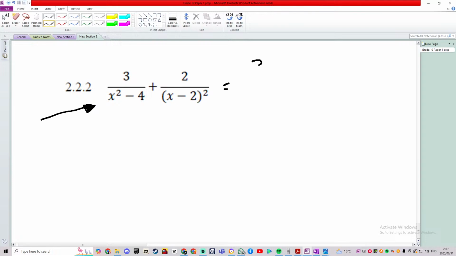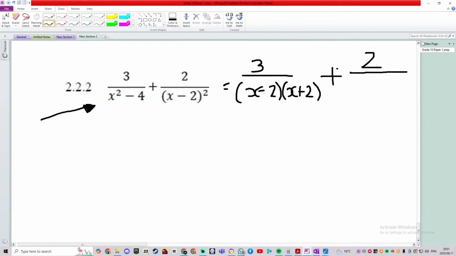So I'm going to have 3 over, that is a difference of squares there, so x minus 2, x plus 2, plus 2 over x minus 2 squared.